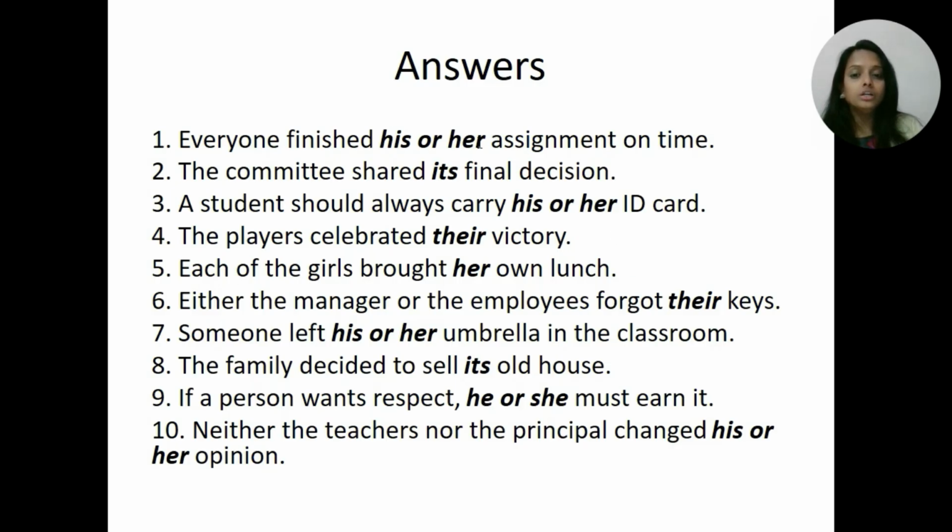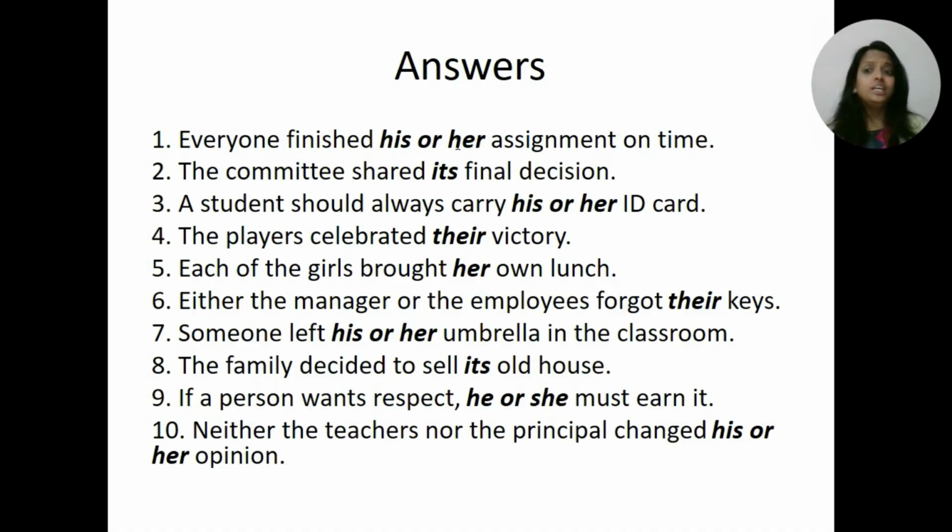Each of the girls bought her own lunch. So again, each is singular, even though it refers to many people. Okay. Since girls indicates the gender, the correct pronoun is her, which makes sense, isn't it? Either the manager or the employees forgot their keys. So this one, when nouns are joined by or, the pronoun agrees with the nearest noun. The closest noun here is employees, right? Which is plural. So their is correct.